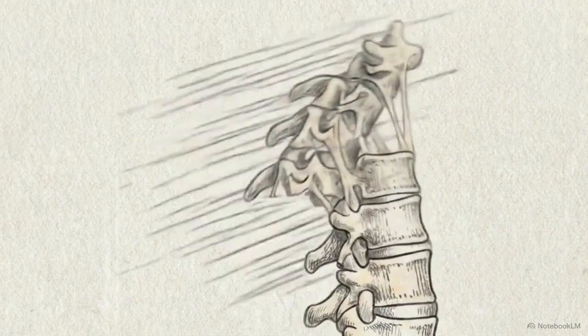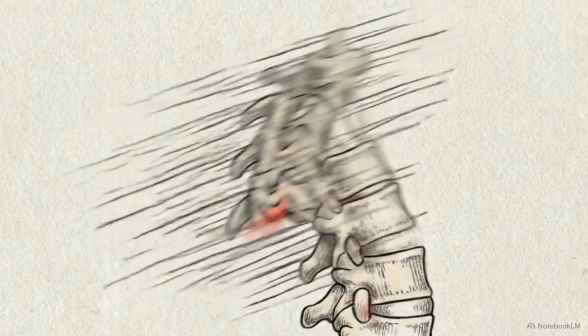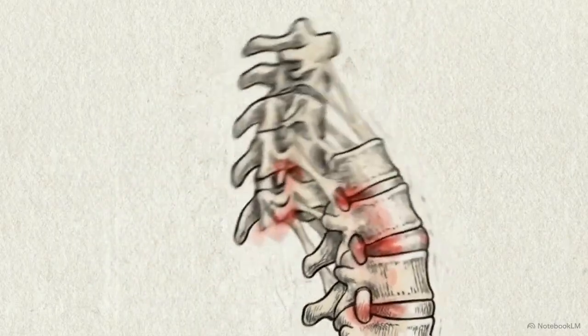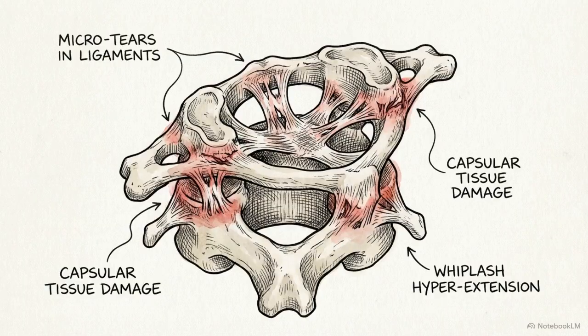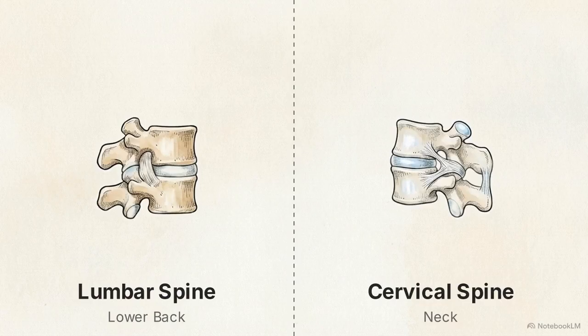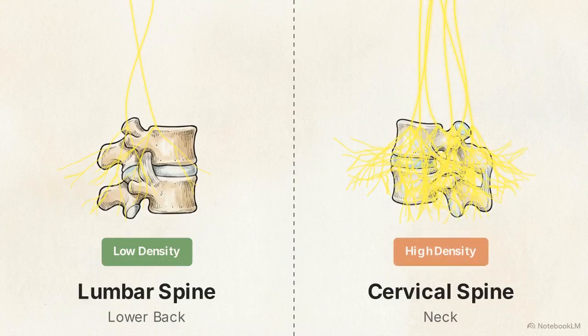WAD refers to a cluster of symptoms stemming from microstructural damage to the capsular ligaments following a rapid acceleration-deceleration injury, such as a rear-end motor vehicle collision. The neck is uniquely vulnerable to this type of chronic pain generation. Compared to the lumbar spine, cervical facet joints have a significantly higher density of nociceptive fibers, the sensory neurons that transmit pain signals to the brain.